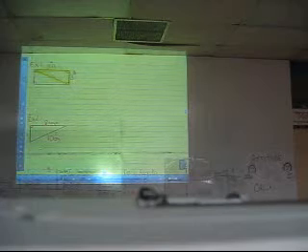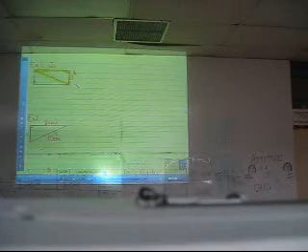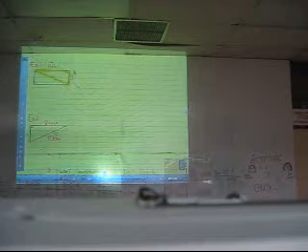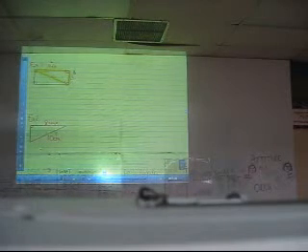The width of the rectangle is 4 feet. And the height of the rectangle is 3 feet. We're going to try to figure out what the diagonal is using the Pythagorean Theorem.